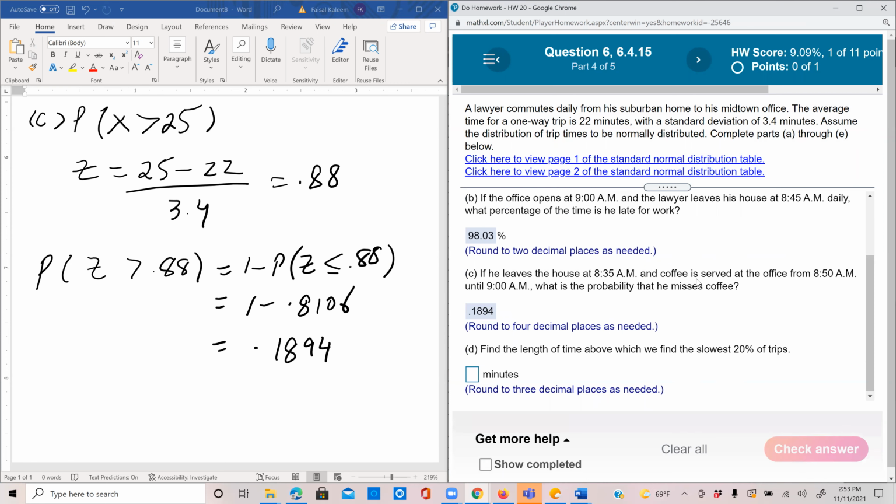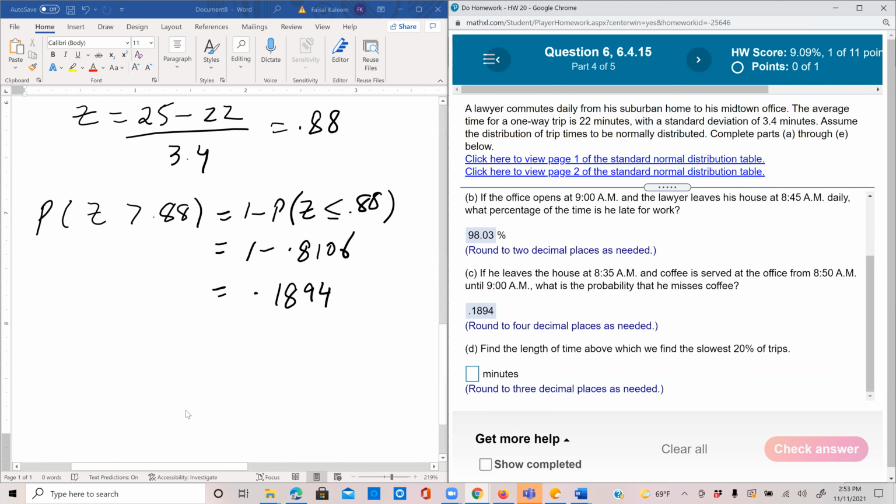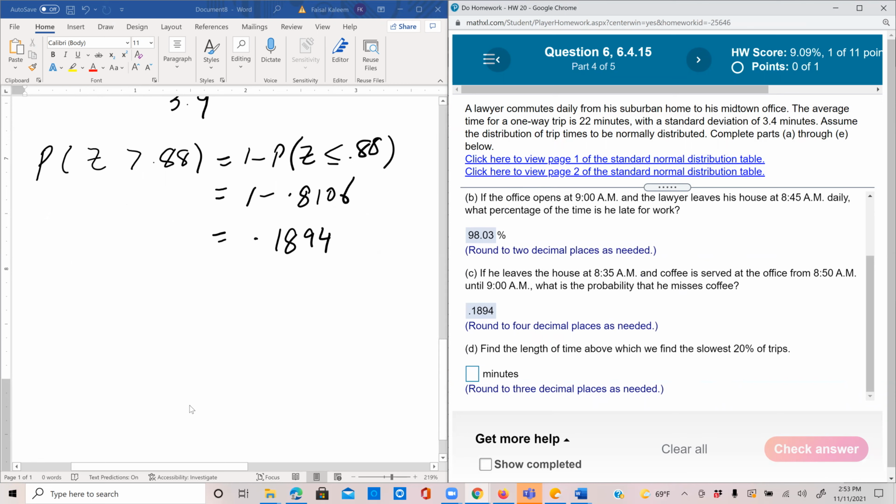Find the length of time above which we find the lowest 20% of trips. So the length of time above which the lowest 20% of trips. So the lowest, the slowest trip means a trip which takes the greatest time. The slowest trip means the trip which takes the greatest time.